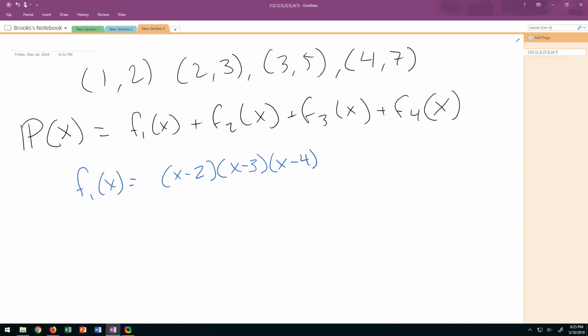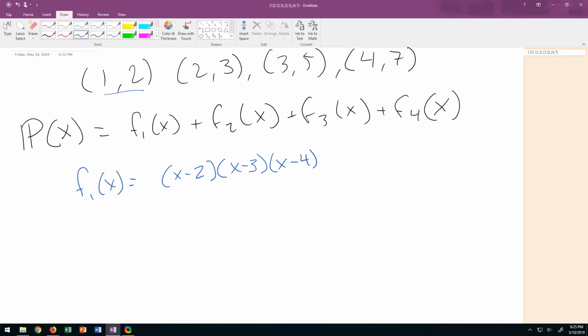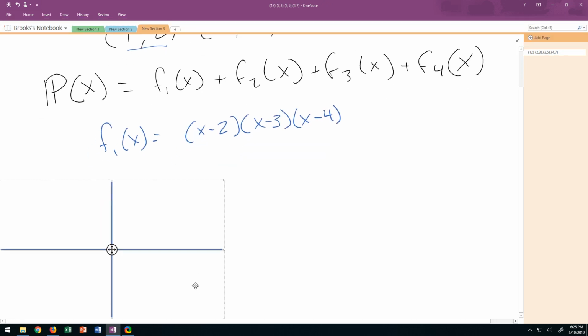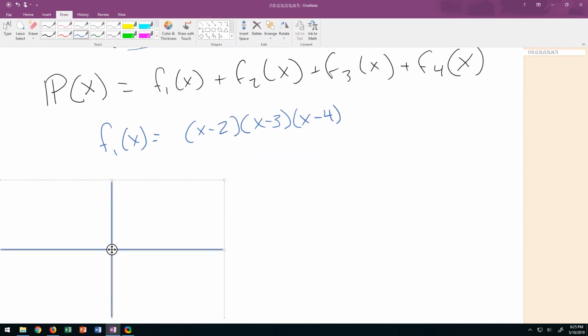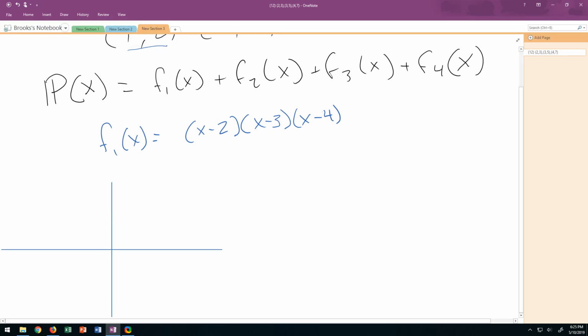So let's see. If I'm thinking about f sub 1, it's got zeros where I want it, but it might not pass through (1, 2). Let me draw a picture of what it might look like. All right, here we go. It might look like this. Let's see, tick marks 1, 2, 3, 4. It's going to have zeros at 4, 3, 2, but who knows what it does at 1, right? Who knows what it does?